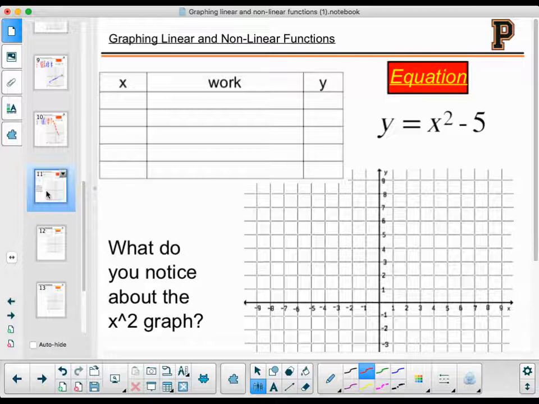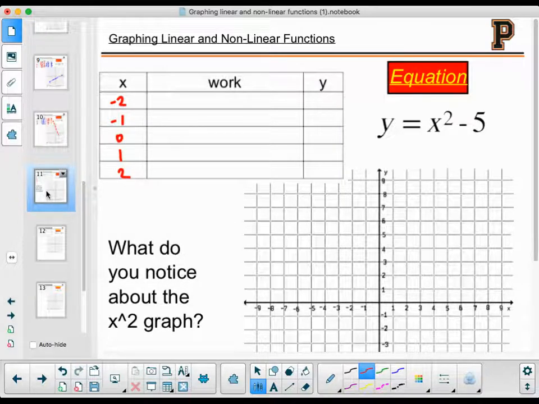Now, we also can use this technique for some nonlinears, and the process doesn't change. It's just your graphs look a little bit different. We should still pick positive and negative values of x. So I'm going to choose the same 5.